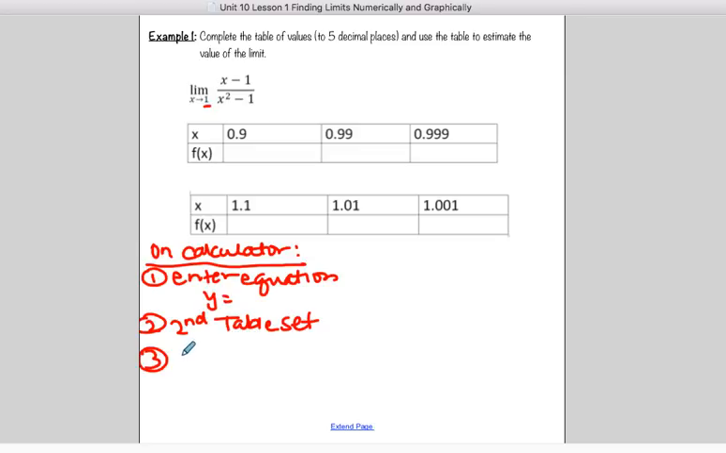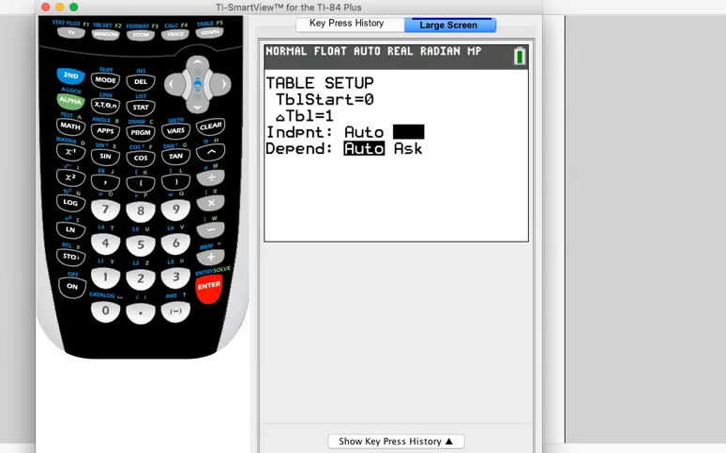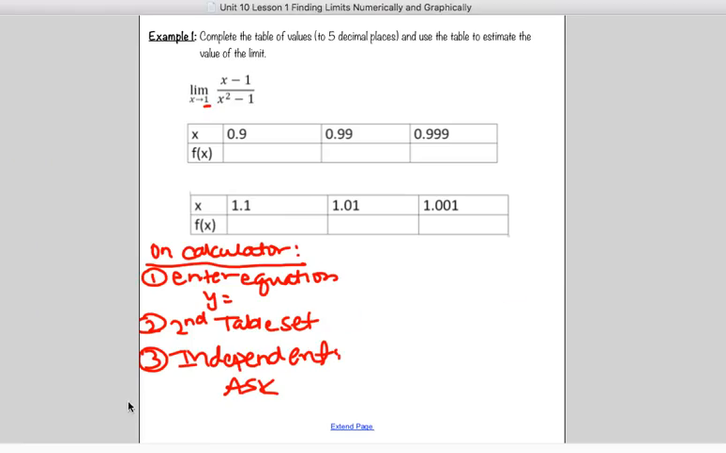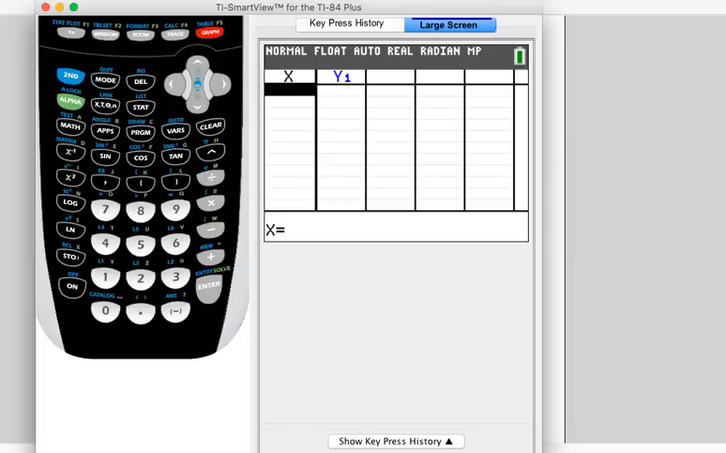Okay, so under the table set, we go independent, what that stands for, that's the x values, and we're going to change it to ask. Okay. Now that we've done that, we're actually going to go to our table and look at it. So table is right above graph, so we're going to go second table, and then from here you should notice it used to have a whole bunch of x values, and then it would tell you the y values. Well, now it doesn't have any x values. That's because it's asking us, what do you want to plug in? So we're going to plug it in. So we'd have 0.9.